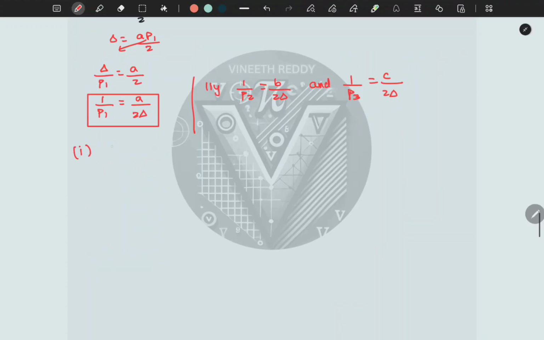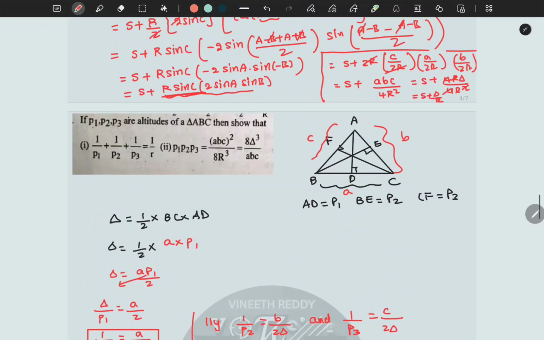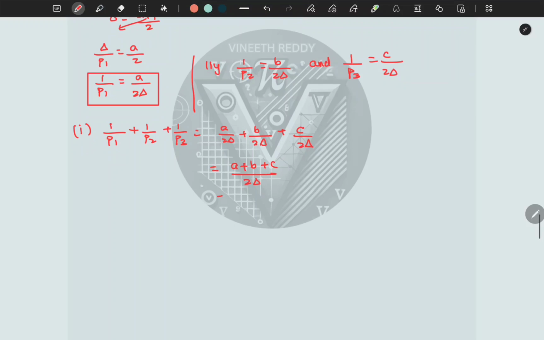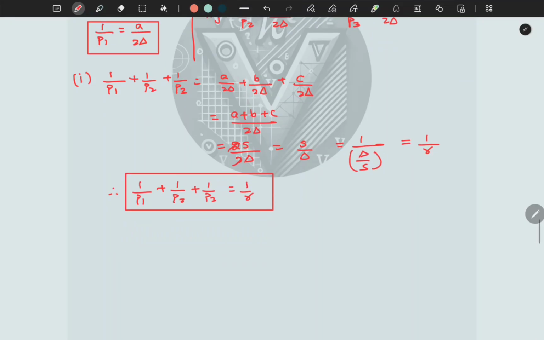Now what is the first step? The first step says take 1 by P1 plus 1 by P2 plus 1 by P3, right? So 1 by P1 is a by 2 delta, plus 1 by P2 is b by 2 delta, and 1 by P3 is c by 2 delta. Can we write this as a plus b plus c divided by 2 delta? Yes. And what is a plus b plus c? We get 2s. So ultimately we get s by delta. Can we write this as 1 by delta by s? Yes. And what is delta by s? r. So therefore 1 by P1 plus 1 by P2 plus 1 by P3 is equal to 1 by r. I hope this is clear, right?